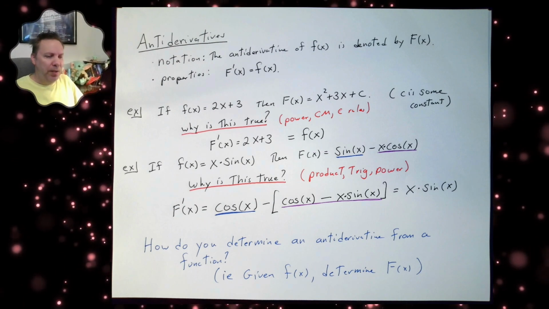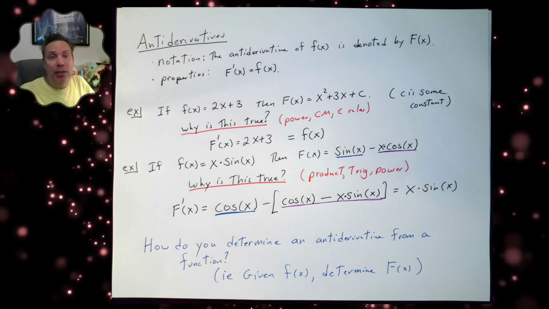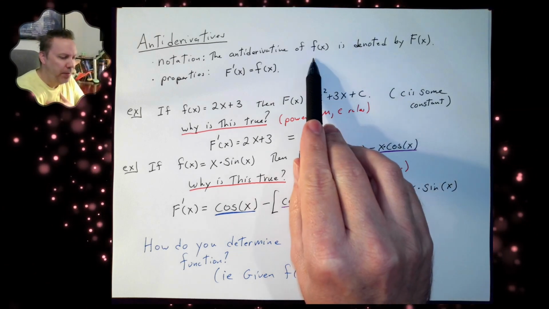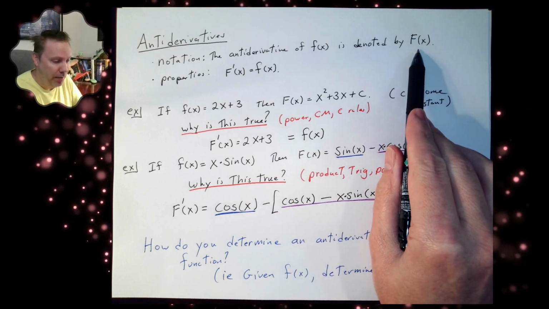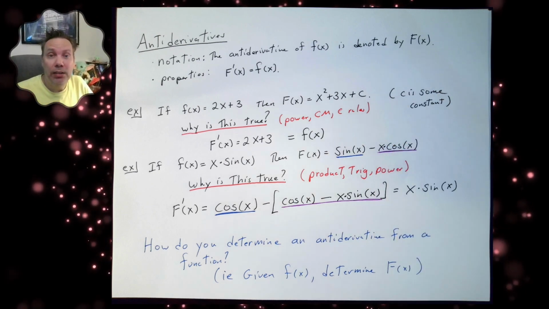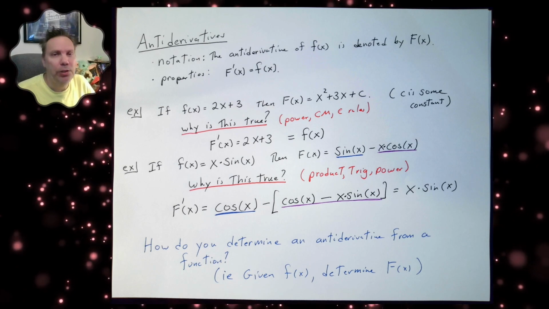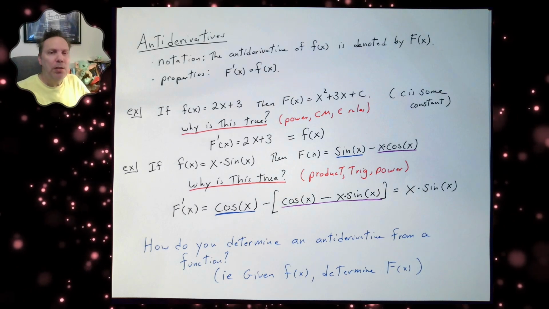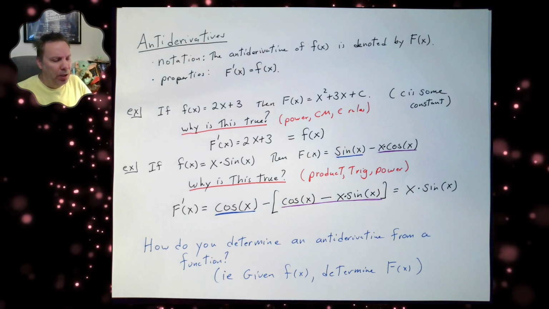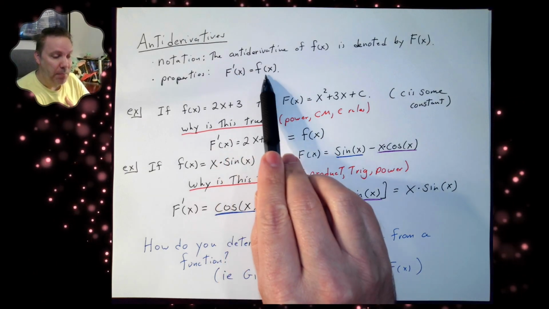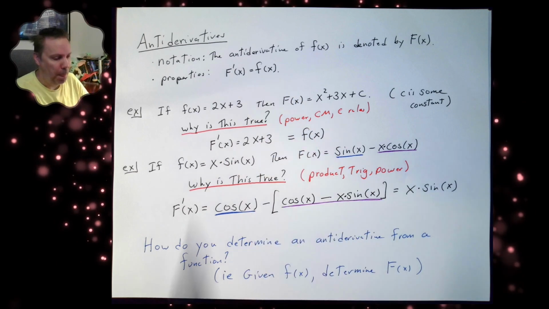So an antiderivative is denoted by a capital letter. Now, that's tradition. So if I have a little f, the antiderivative is a capital F. If I have a little g, the antiderivative is denoted by a capital G, and so on. So what is a property of an antiderivative? Well, if I take a derivative of an antiderivative, I get back the original function.